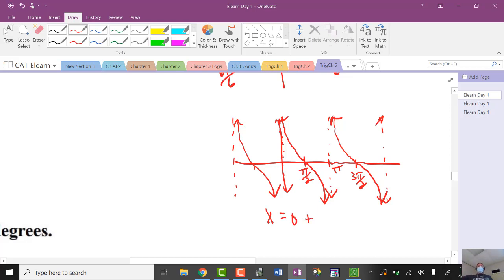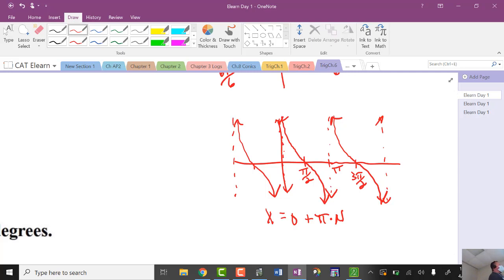And then how far away were all the asymptotes after that? What's the distance x-axis wise? Pi. What did I tack on the pi though to show that this happened forever? What letter did I use? N. Okay, we tacked on a pi n.